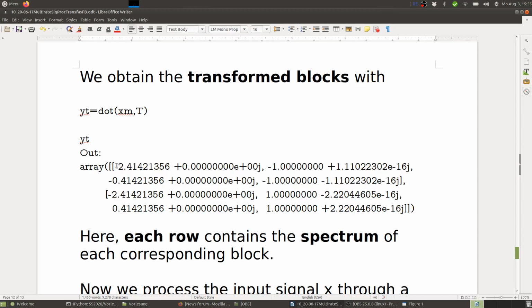Again, we get the same shape. We get 2 blocks. Here's the first block, now containing complex values, and that's why it appears longer. Right? But it has the same number of samples. It just turned the time domain samples into DFT coefficients. So each row contains the spectrum of each corresponding block. So here's the spectrum of the first block. Here's the spectrum of the second block.